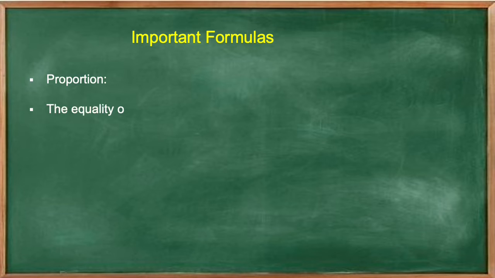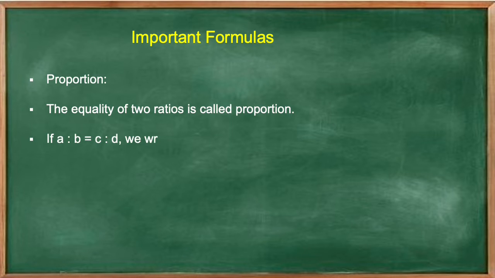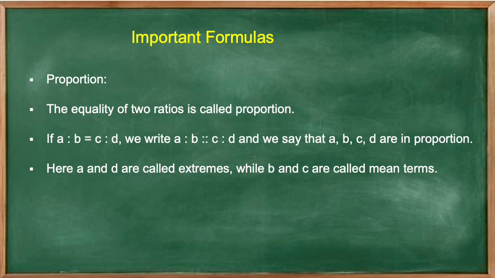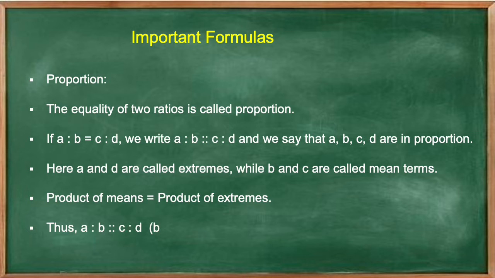Proportion. The equality of two ratios is called proportion. If A is to B is equal to C is to D, we write A:B :: C:D, and we say that A, B, C, D are in proportion. Here A and D are called extremes, while B and C are called mean terms. Product of means is equal to product of extremes. Thus if A:B :: C:D, then B multiplied by C is equal to A multiplied by D.